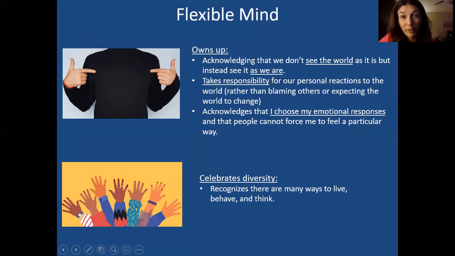Flexible mind is all about owning up and taking responsibility. Like we were talking before, it's not about blaming people or blaming the world. I'm responsible for my emotional reaction. It's based on my thinking, based on my interpretation. Ultimately, I choose my emotional responses, so I have to own up to it. And if I want to change them, it's my responsibility. Their famous phrase is that we don't see the world as it is, but instead we see it as we are. So we don't just see the truth, it's always through our own lens.